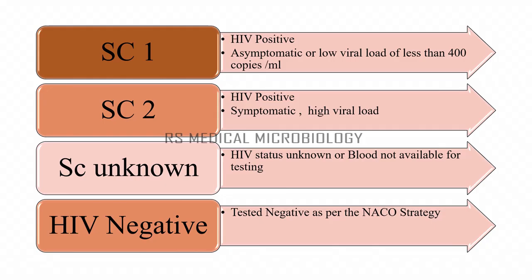SC1 is basically where the patient is HIV positive, either asymptomatic or with a very low viral load of less than 400 copies per ml of blood. And SC2 is basically HIV positive, where the patient is symptomatic with a very high viral load.